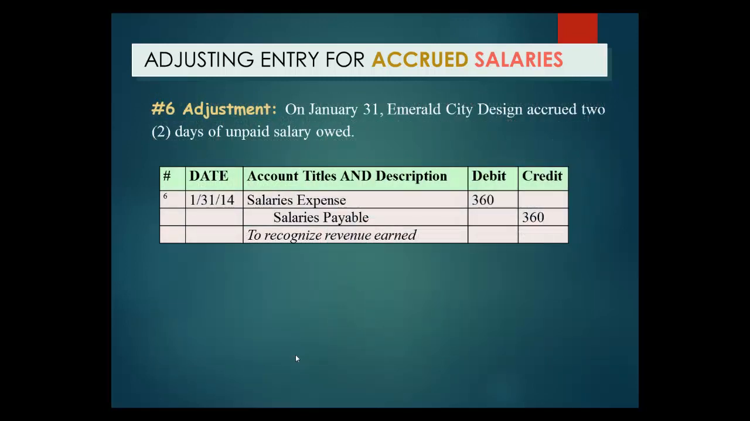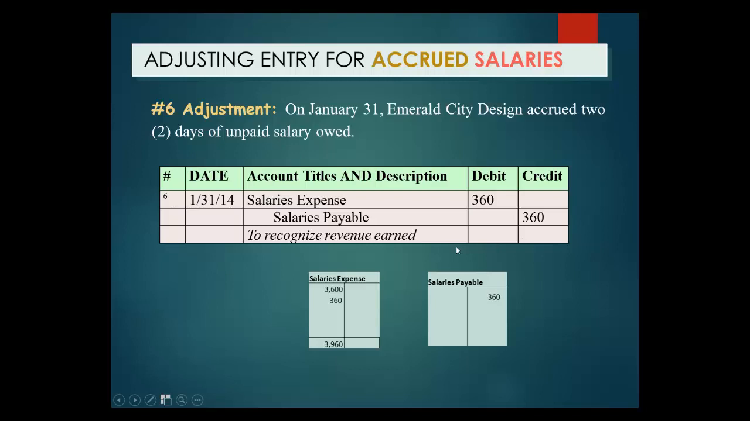So to accrue this, we're going to debit salary expense for the 2 days and credit salary payable. So what have we done? Salary expense properly reflects all the money he's earned in January, and salary payable shows what he's earned but we haven't paid him for yet. 1 income statement account, 1 balance sheet account.